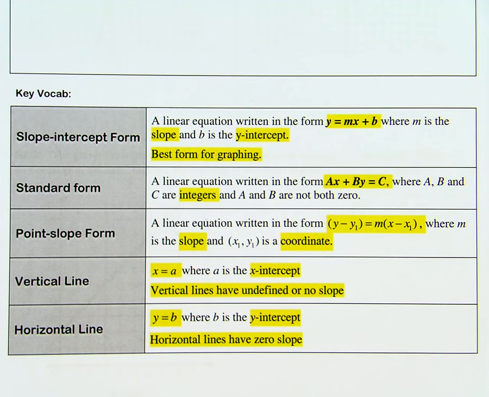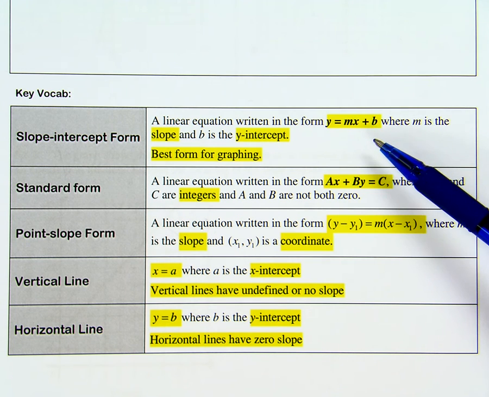We've got the slope-intercept form, the standard form, the point-slope form, and our 2 special cases, equations for vertical lines and horizontal lines. Let's start with the slope-intercept form. y = mx + b. In this equation, the m stands for the slope, and the b value stands for our y-intercept. This is the place where the graph crosses the y-axis.